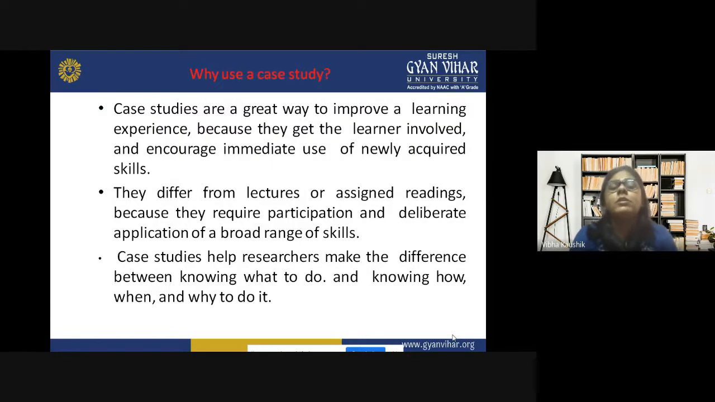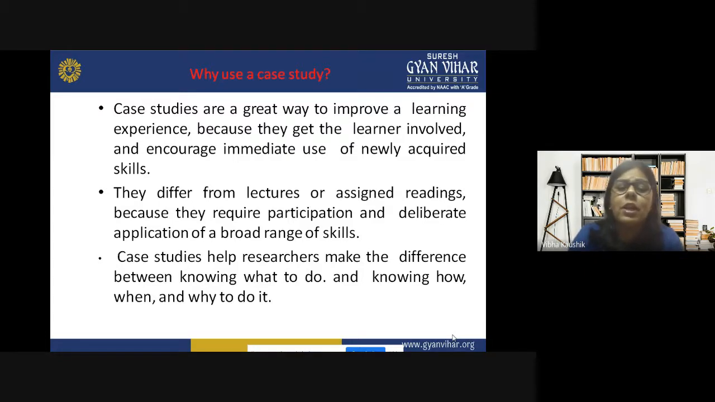Why use a case study? What is the need of using a case study? Case studies are a great way to improve our learning experiences. With the help of the case study, we can improve the learning experience because the learner is involved in the learning process, and it encourages them to immediately use newly acquired skills. They differ from lectures or assigned readings.